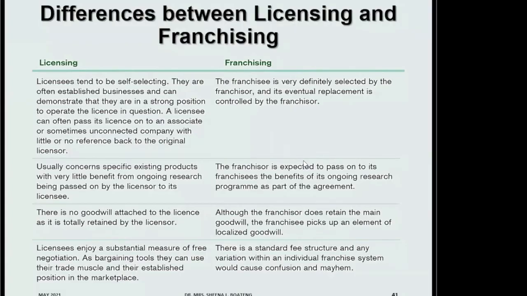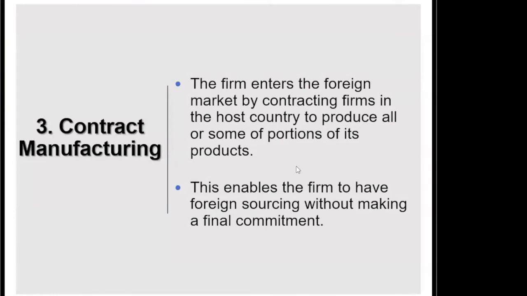So now that we have understood licensing and franchising and the differences between them, let's look at contract manufacturing. Contract manufacturing is where the firm enters the foreign market by contracting firms in the host country to produce all or some portions of their products. So by using contract manufacturing, the firm is able to have foreign sourcing without making a final commitment.